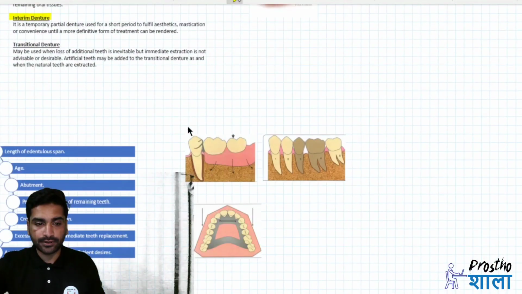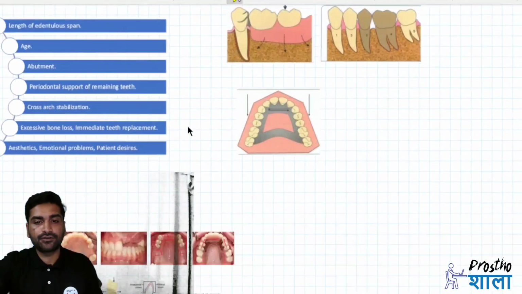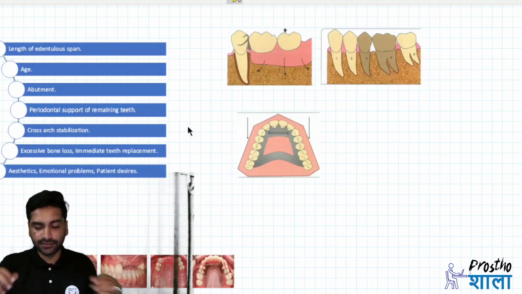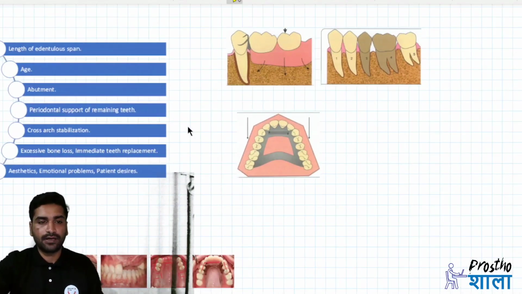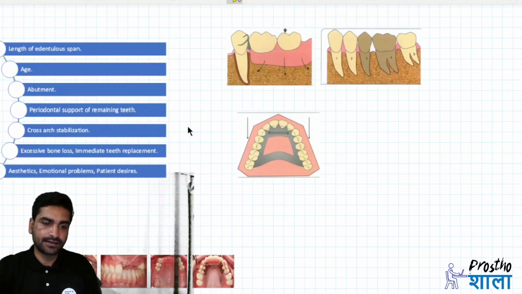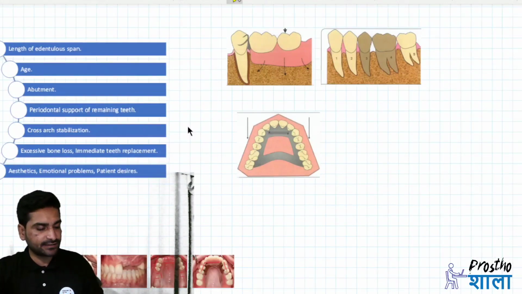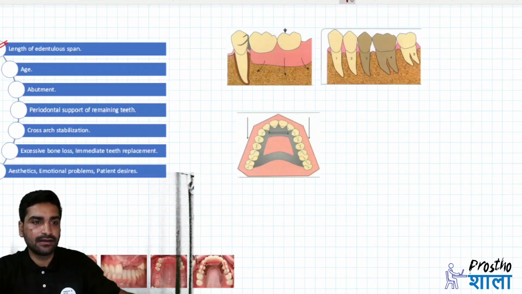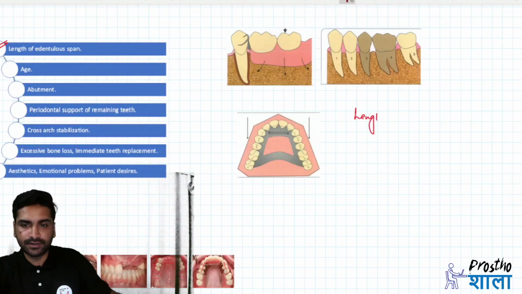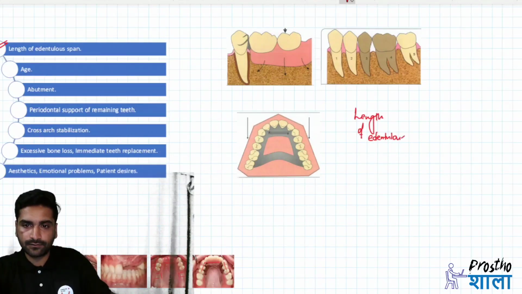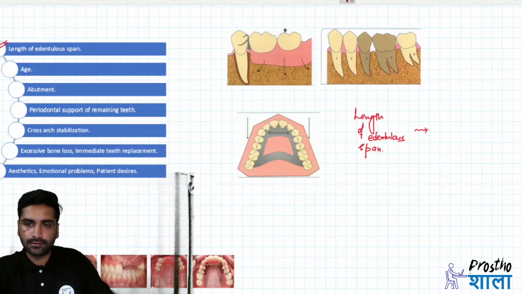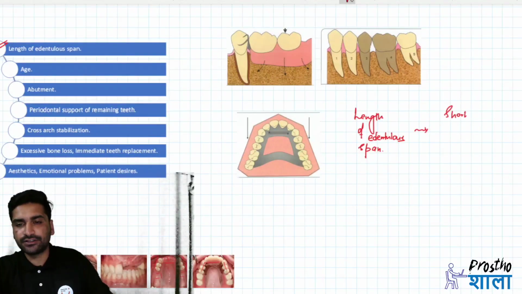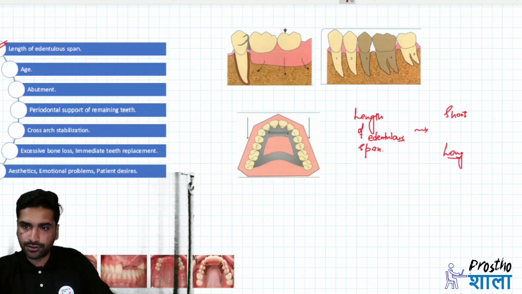Now moving on to the important aspect, that is the indications of removable partial dentures, right? If we talk about indications, the first and foremost indication would be the length of the edentulous span. So the length of the edentulous span can be short or long.